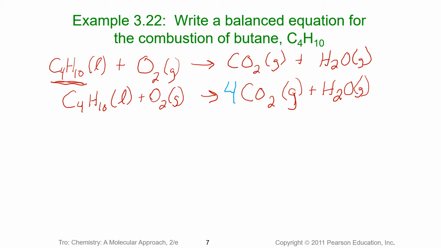If we look at our hydrogen, we have 10 on the left side and 2 on the right side. So in order to balance our hydrogens, we need to add a 5 in front of our water, because 5 times 2 gives us 10 hydrogens. 10 on the left, 10 on the right. So now we have our carbon and our hydrogens balanced.